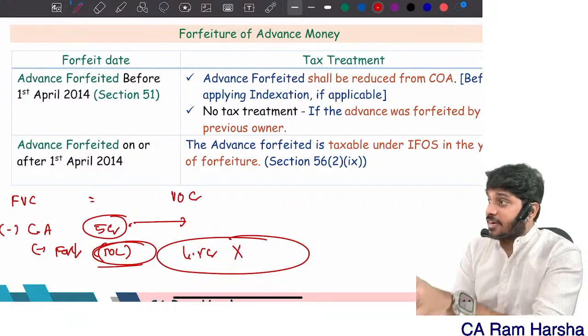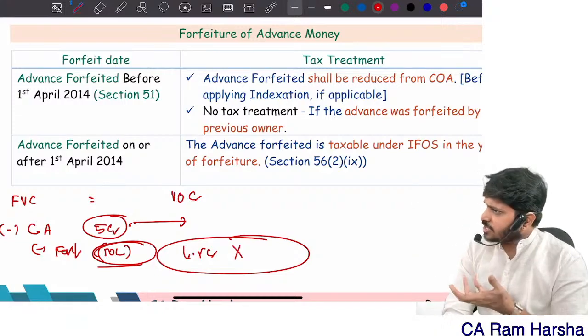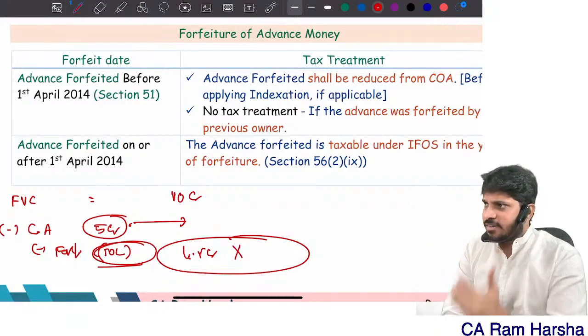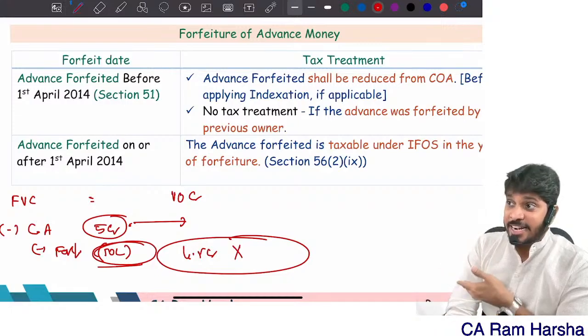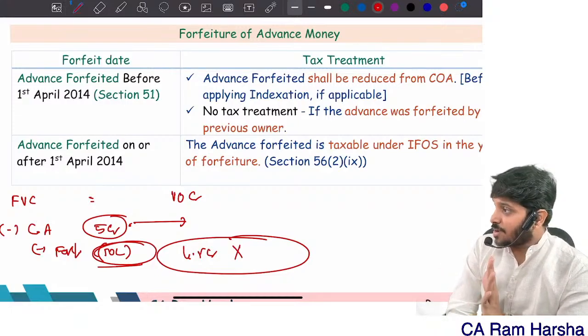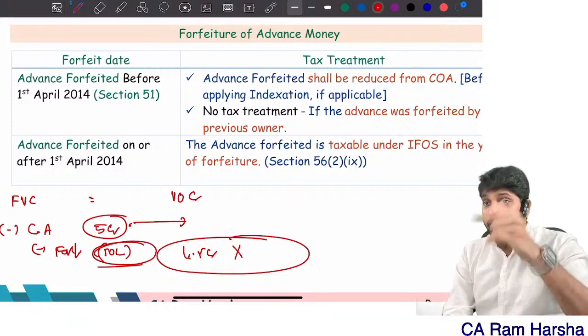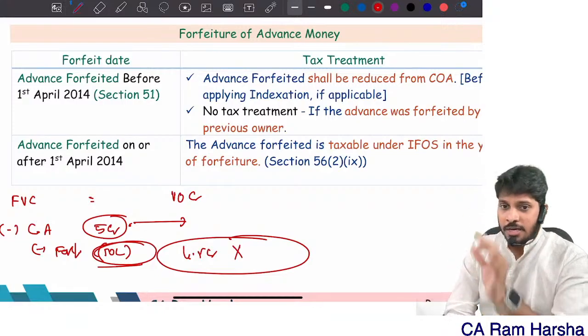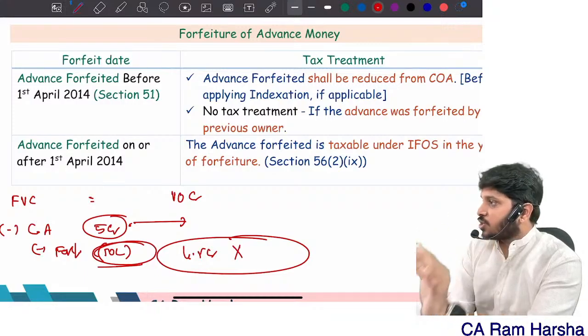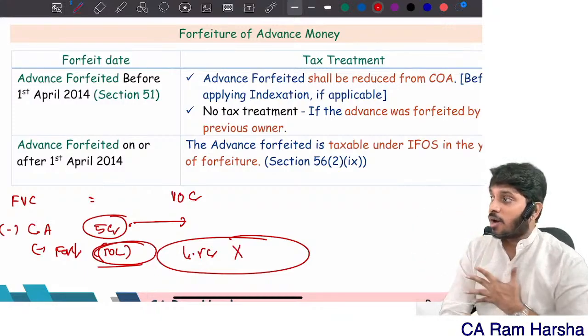Okay, I will forfeit. Forfeit means what? I made a profit. I received an advance to sell the asset, but I didn't sell the asset. Nothing happened to my asset, but I made a profit because of the forfeiture. Now, what should I do with this profit? This is a question. Forfeiture of advance is a profit to the assessee.